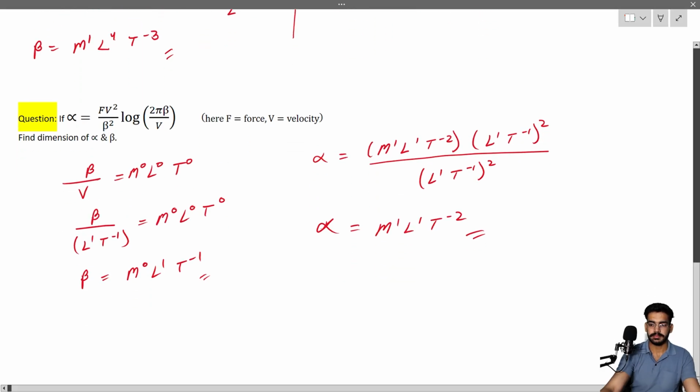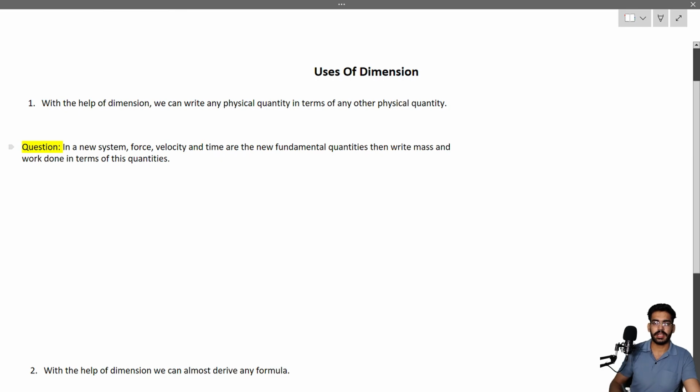Now see the next thing, we have the use of dimension. How to use it? We found dimensions of different quantities related to the given formula. With the help of dimensions we can write any physical quantity in terms of any other physical quantities. On the basis of that we are going to write a question. In a new system, force, velocity and time are the new fundamental quantities. Then write mass and work done in terms of these quantities. Okay, so this is our question.